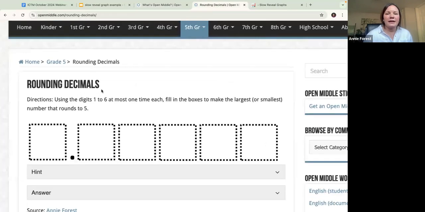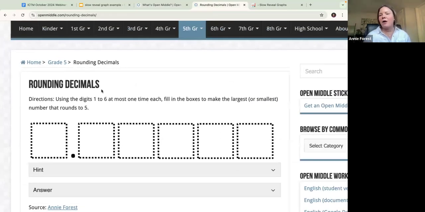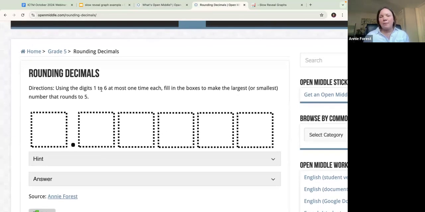So the prompts sort of look like this. Again, already done for you. They even have them all on Google Slides, ready to use. But here's a fifth grade example just to kind of show you how they work. So it says you're going to use the digits 1 through 6, at most each one time. You would fill in the boxes to make the largest or the smallest number that rounds to 5. So again, if you're working on rounding in fifth grade, you can come up with a worksheet of round this to the nearest, round this, now round this, now round this, right? And there's one answer. This does have an optimal answer.